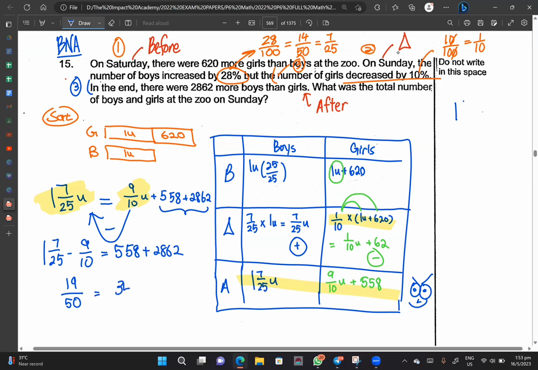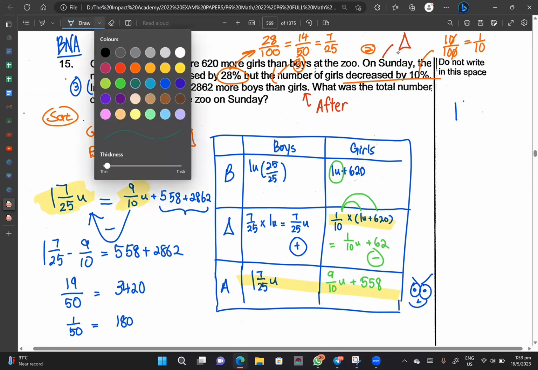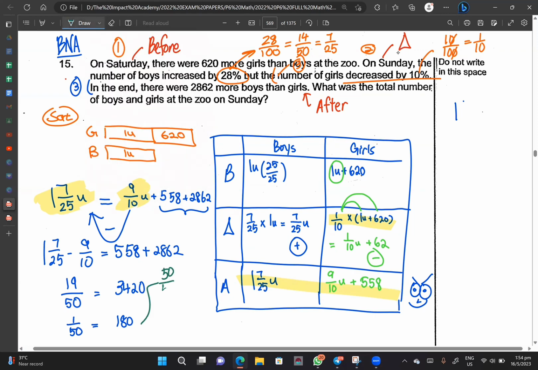That gives me 3,420. So what you want to do is always find 1 over 50 first. So 3420 divided by 19, I'll get 180. And quickly look for Mr. Greenman, and that is 50 over 50. So that means 180 times 50, and you'll get 9,000.